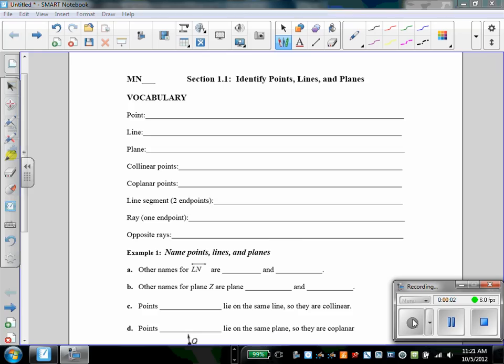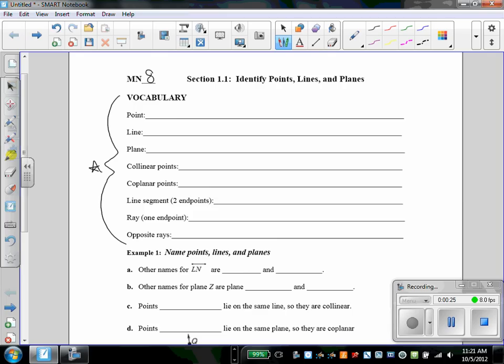Welcome to section 1.1. This is the section on identifying points, lines, and planes. This is going to be MN8 on your note guide. And the first thing I'm going to want you to do is actually pause this video. While I know you just started it, I want you to pause this video and define this vocabulary right here using the back of your textbook.